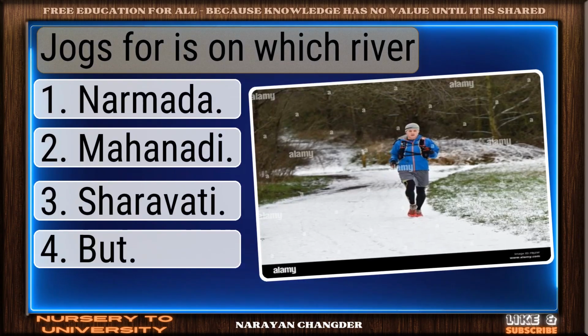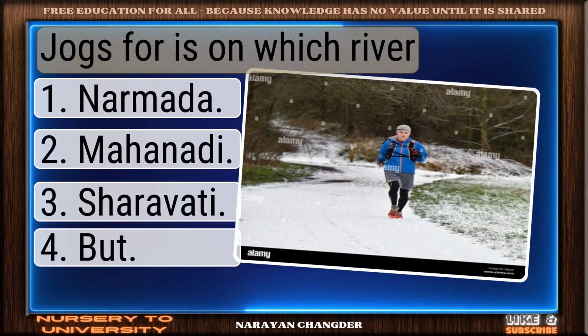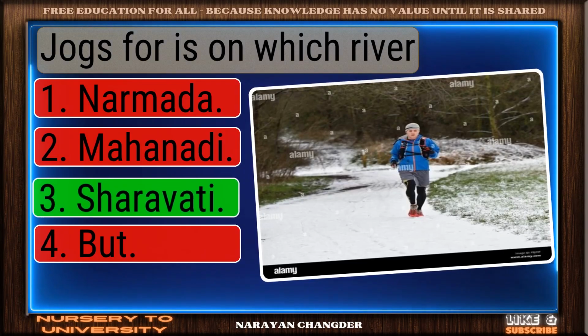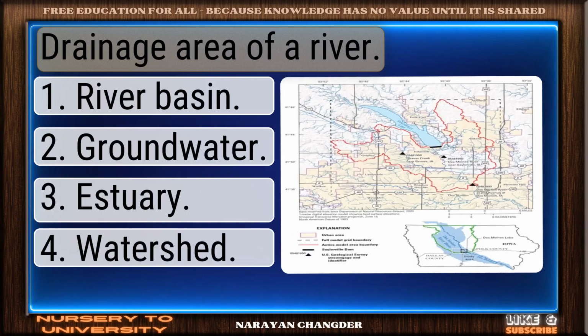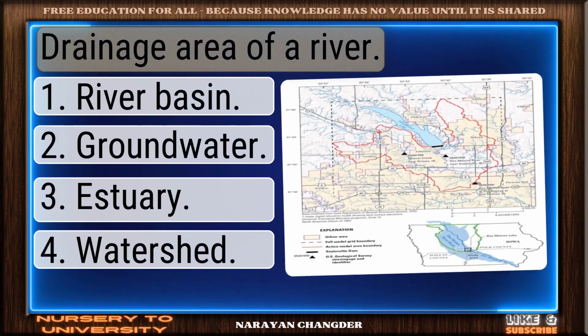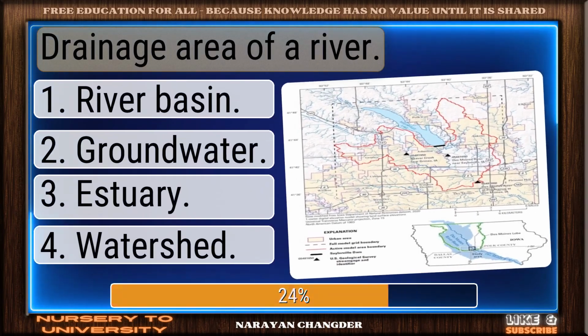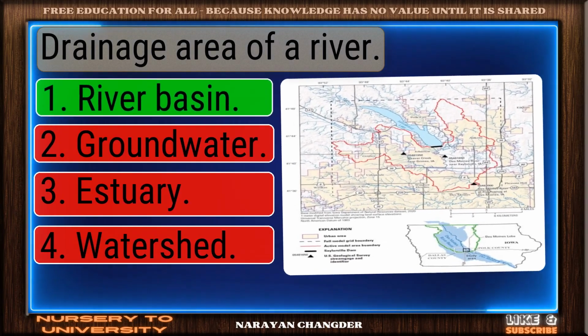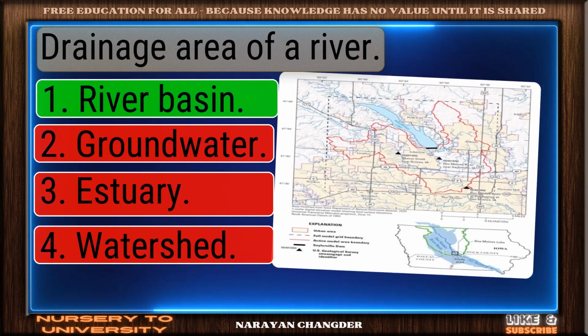Question number 187. Jog Falls is on which river? On track. Sharavati is the correct answer. Question number 188. Drainage area of a river. Well reasoned. River basin is the correct choice.